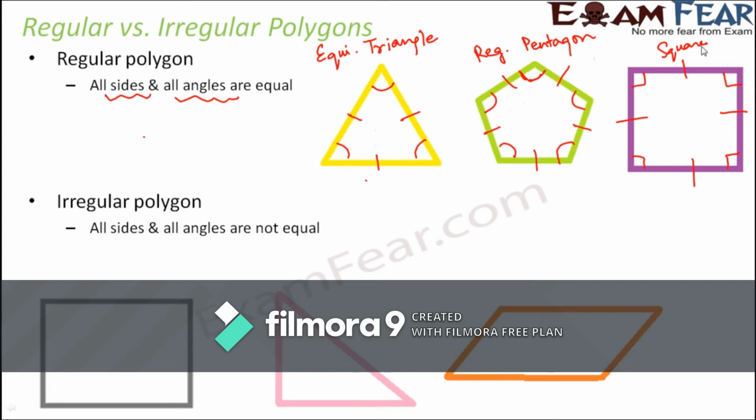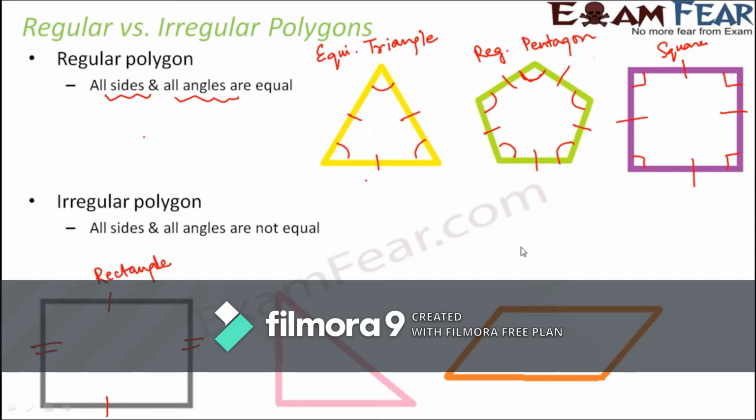Think of a rectangle and not a square. In a rectangle we have all angles equal to 90 degrees, but all sides are not equal. Opposite sides are only equal. So this side is equal to this side. Similarly, this side is equal to this side. So rectangle is also an example of irregular polygon.